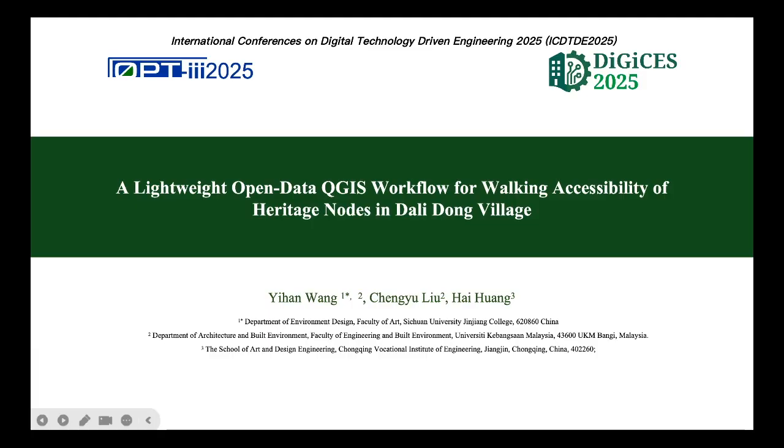I'm presenting a lightweight open data QGIS workflow for walking accessibility of heritage nodes in Dali village, with Chengyu and Huang. In many traditional villages, pedestrian flow is concentrated around a few heritage nodes, which include places, paths and public space. Our study develops a lightweight QGIS workflow based mainly on open data to measure walking accessibility, generate isochrones and identify high-flow corridors. I will introduce the workflow and key findings in the next slides.